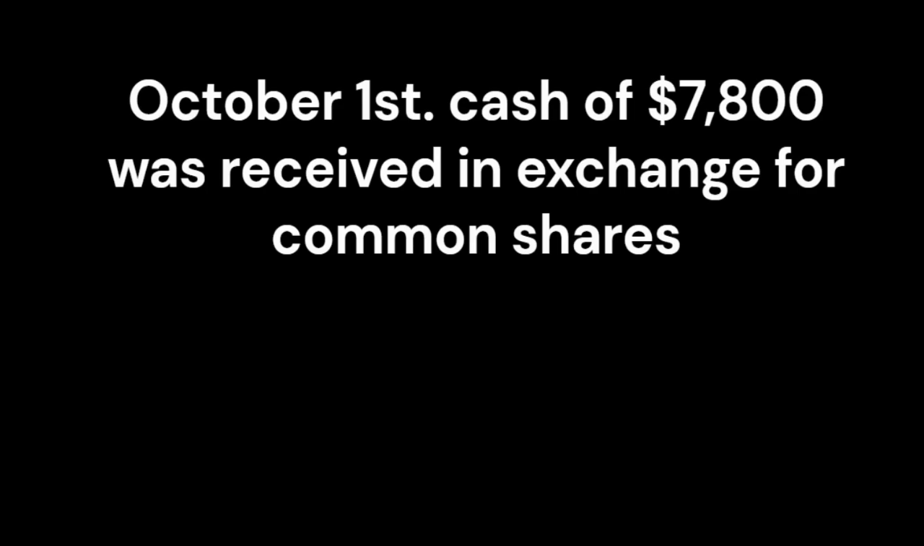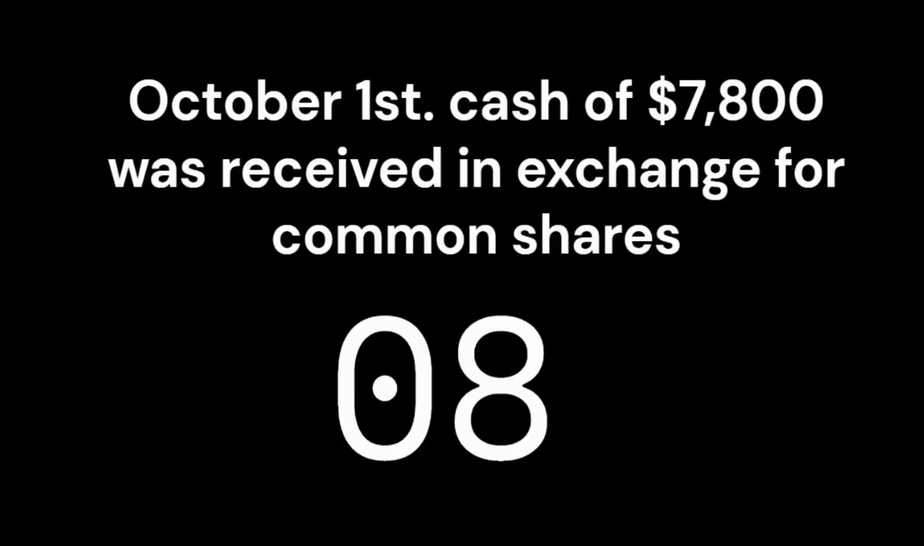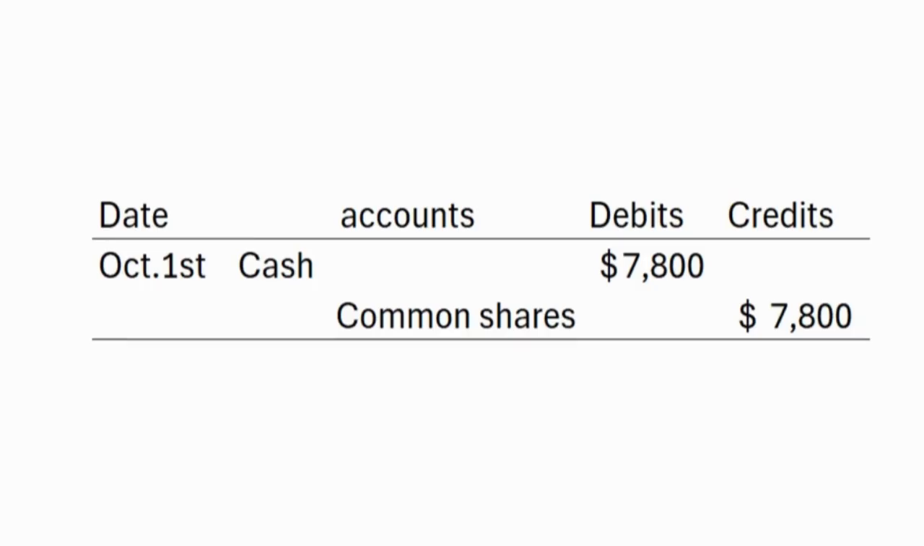October 1st. Cash of $7,800 was received in exchange for common shares. Answer: debit cash $7,800 and credit common shares $7,800. We debit cash because cash increased, and we credit common shares because owners' equity increased.